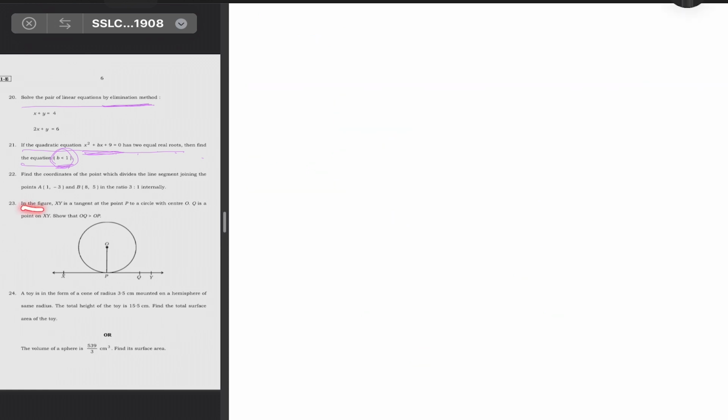Coming to the next question. In the figure, xy is a tangent at the point P to a circle with center O. Q is a point on the line xy. Show that the line OQ, if we join, should be greater than OP. So first we have to do the construction. What is the construction we have to do? Join O and Q. Let us start with the solution.